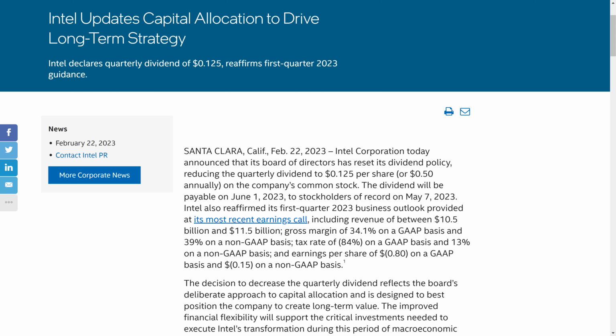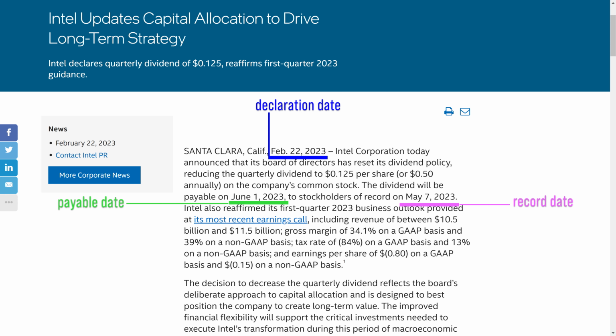Consider an example of Intel. Intel announced a dividend on February 22 in this press release. The dividend is payable on June 1st to stockholders of record on May 7. Based on this, the relevant dividend dates are as follows: declaration date on February 22nd, the ex-dividend and record date on May 7, and the payable day when the dividend will actually be paid is June 1st.